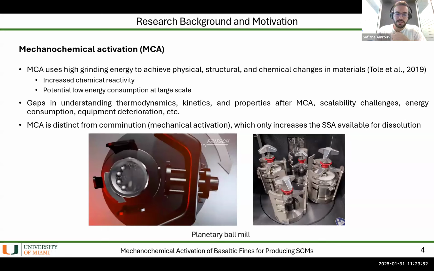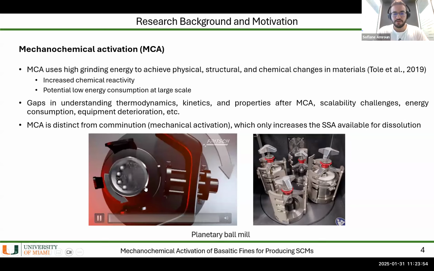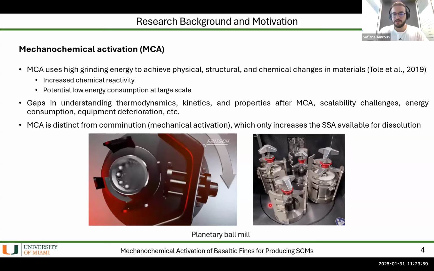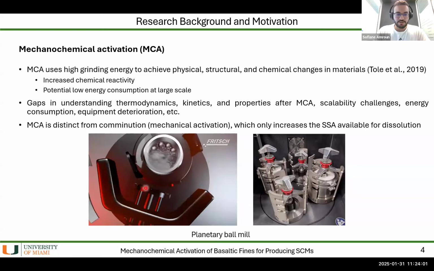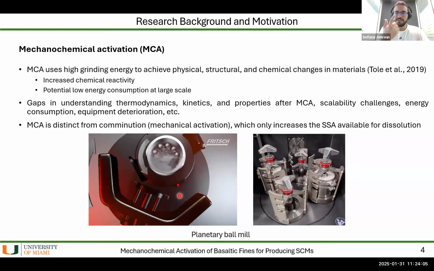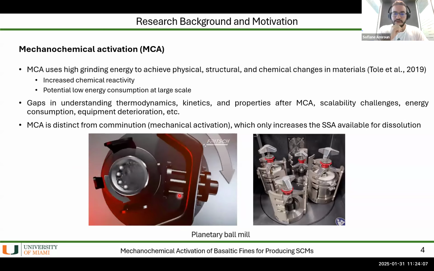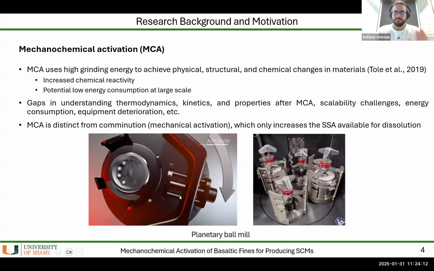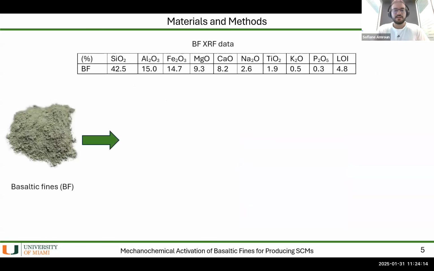And the way that I use is a planetary ball mill, which is the one you see in the right image. This is the actual one that I use, and this is how it works. We have our powder and the grinding beads, and then it spins at very high RPM. I use 400 rotations per minute. So what I did is I took a basaltic fine with the chemical composition here. It's mostly silica, alumina, and iron, a little bit of magnesium and calcium.